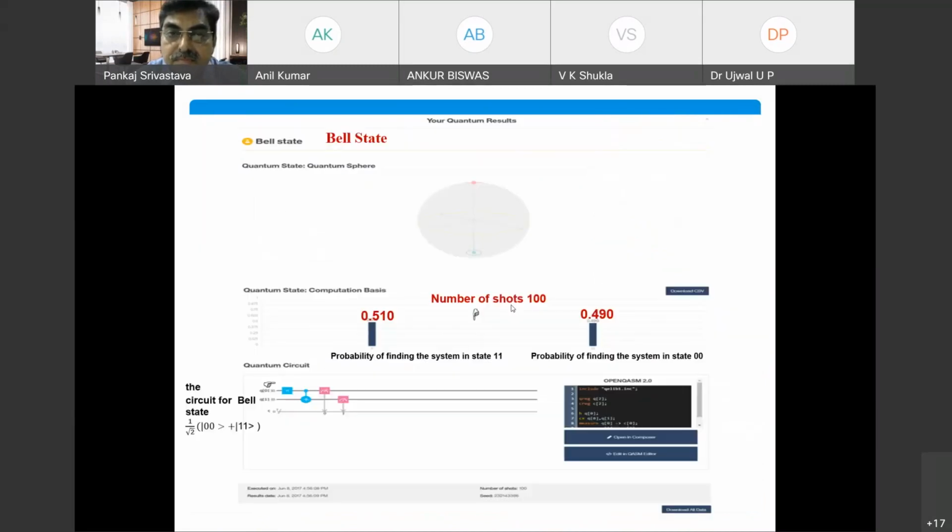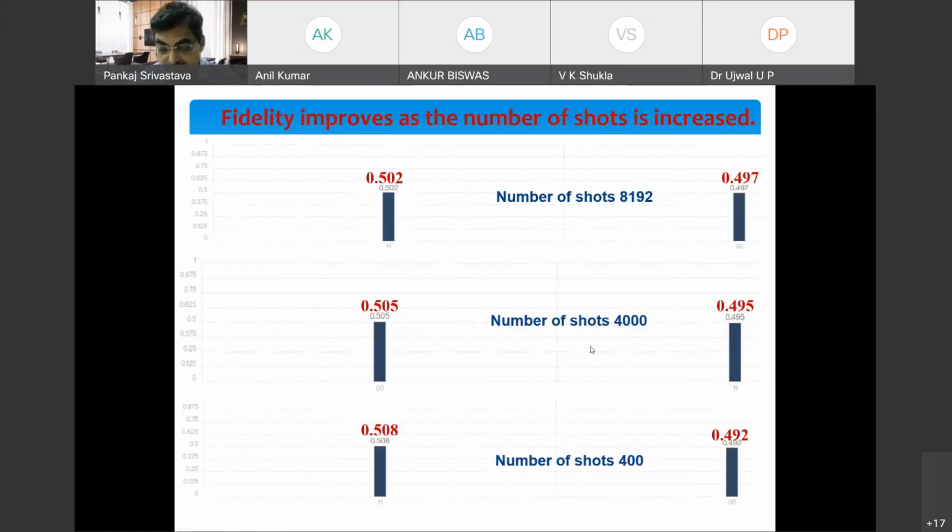This is Bell state preparation, and the protocol is Hadamard and controlled-NOT, and then measurement, and you repeat this; the number of shots is 100. The probability is quite good, 0.5, 0.49, error in the third digit, and if you increase the number of shots, the error reduces.